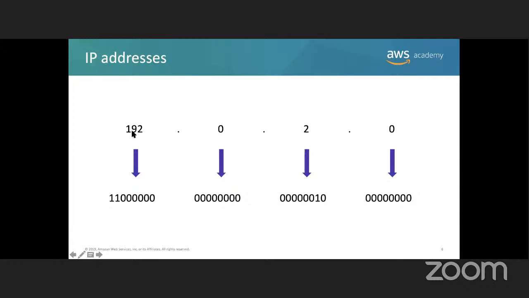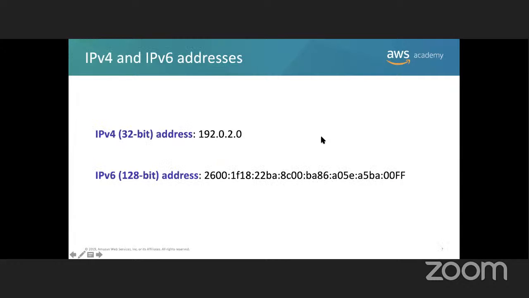The computer doesn't understand 192.0.2.0. The computer understands 110000000000 and so on. The computer understands zeros and ones. It doesn't understand numbers like 9, 2, and 2. It understands binary notation. That's what the computer understands. And every single IP has 4 bytes, and I'm talking about IPv4. IPv4 has 4 bytes, which is 4 octets, and every byte has 8 bits, and that's a total of 32 bits. And we can see here in the next slide. So IPv4 has 32 bits.